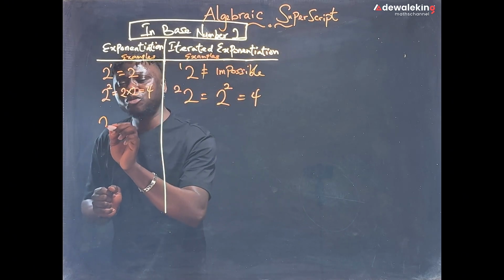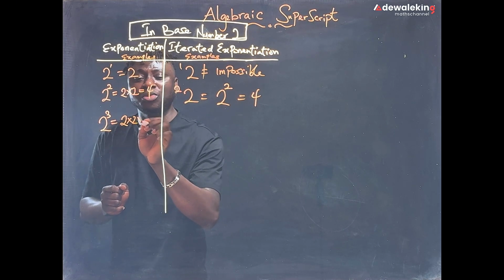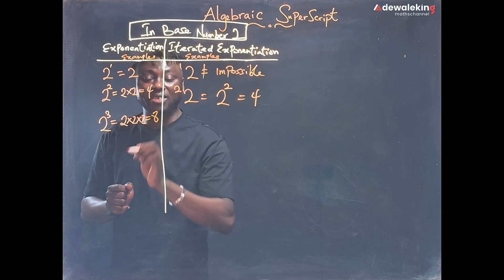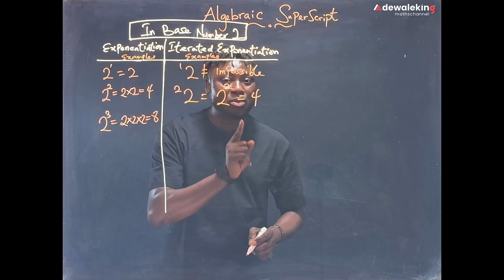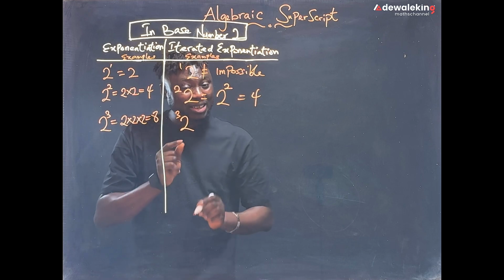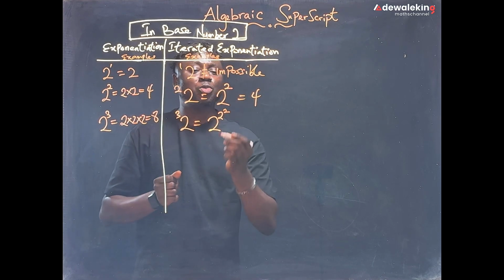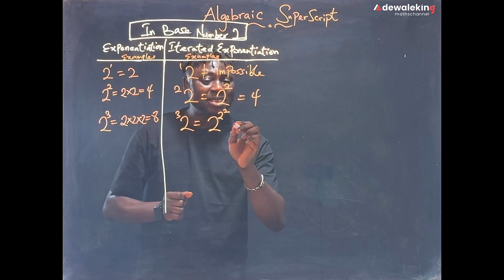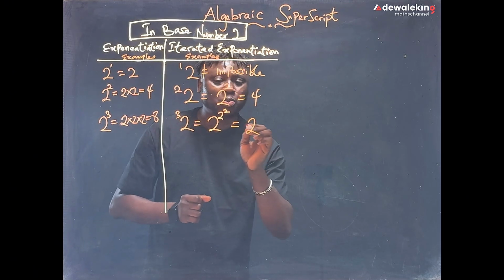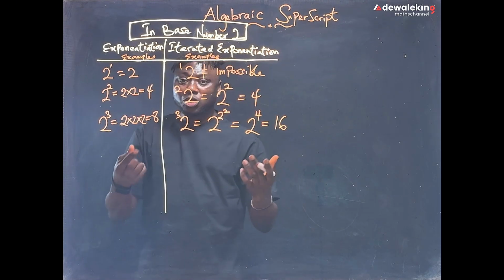But if you have 2 raised to power 3, it is 2 times 2 times 2, which is equal to 8. This would not be possible here. Why? Because 2 tetration 3 is 2 raised to power 2 raised to power 2. So in this case, this will give us 2 raised to power 4, which will give us 16. So you can see the difference.